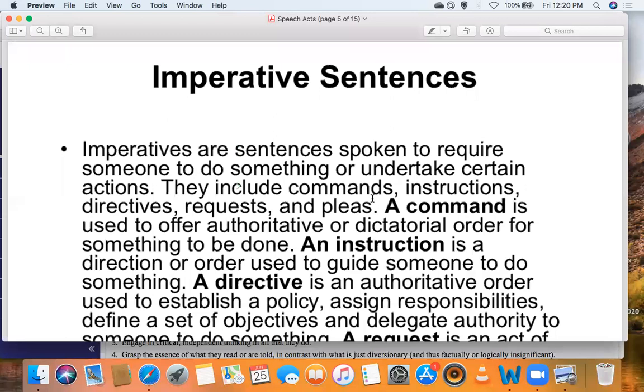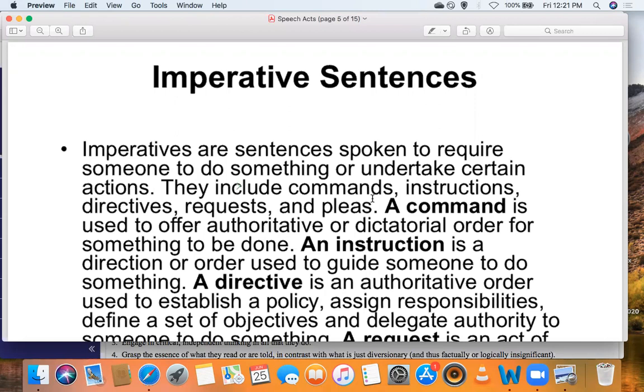Then we have the imperative sentences, or the imperatives. Imperatives are sentences spoken to require someone to do something or undertake certain actions. So when you want someone to do something, whatever you tell him because you want him to do something is an imperative. They include commands, instructions, directives, requests, and pleas. Look at the types: you have commands, you have instructions, you have directives, you have requests, you have pleas.